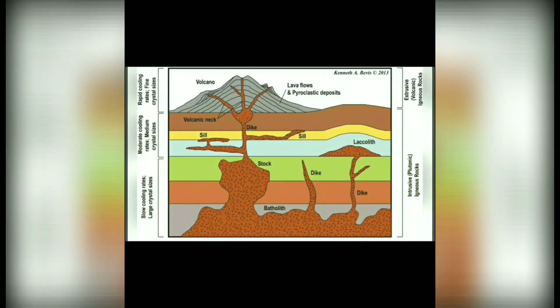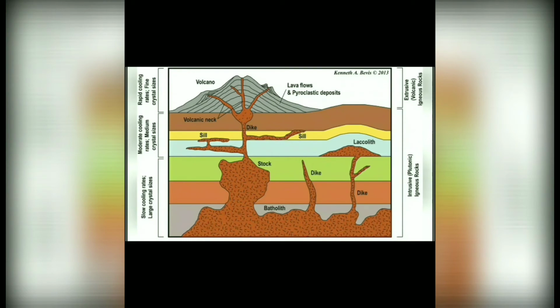Batholith is a large body of igneous rock. It is larger than 100 square kilometers. The formation of a batholith is like this. It forms from cooled magma deep in the earth.